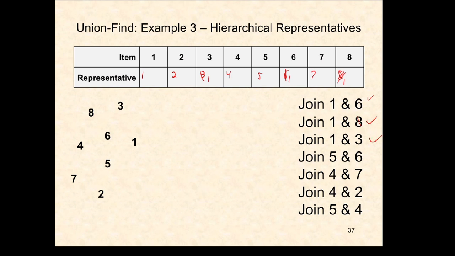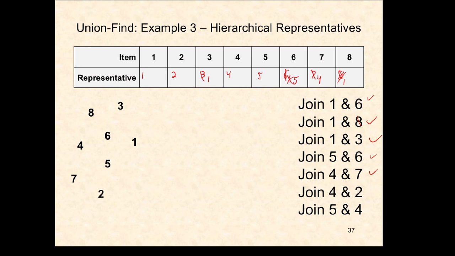Good. 5 and 6. 5 says 5, 6 says 1. Well, let's just change that. Let's just say, okay, 6 says 1, and so they are different groups. If I change 6 now to say, hey, 6's representative is now 5, we've made it happen, but now look what happens later on. So I say, can I join 4 and 7? 4 says 4, 7 says 7. They are disjoint, so yes, I can update 7 to say 4.